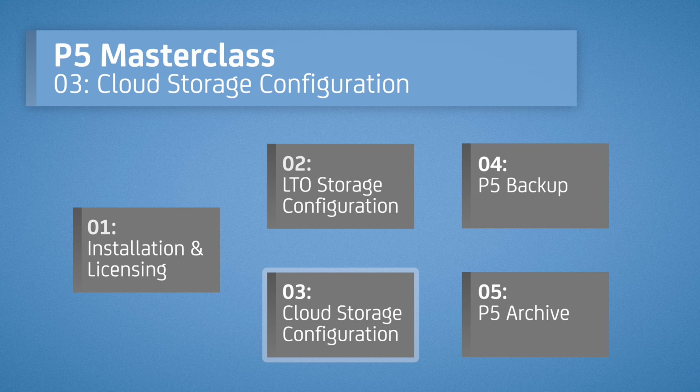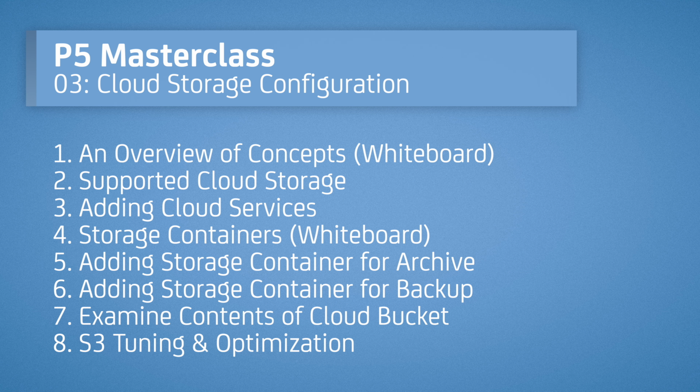You'll find more videos to explore in this series on Archiware's YouTube channel. In this video, we begin with an overview of the cloud storage concepts on the whiteboard, then looking at which cloud vendors are supported, how to add their cloud storage into P5, what storage containers are and how to add them for both archive and backup, including running a brief archive and backup job to the cloud, and then looking in the cloud storage to see how we're actually writing the data into the cloud, and then finishing up with some tuning and optimization of our S3 connector. Chapters are all clickable in the description.